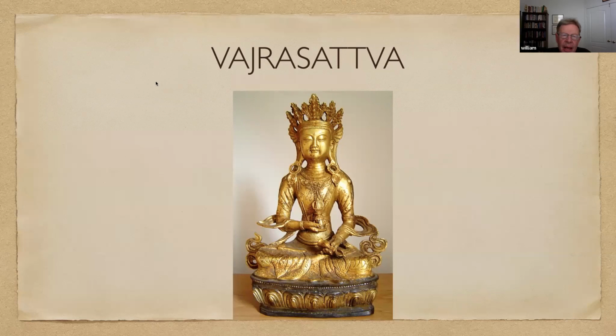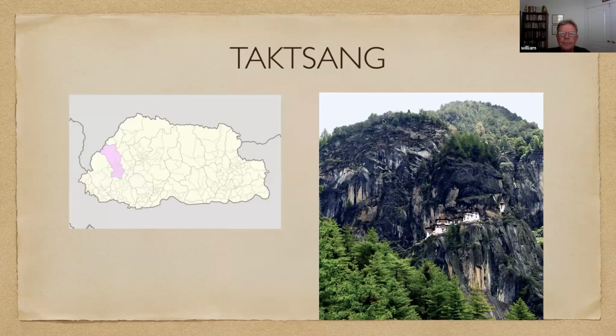I think that's the underlying message of Vajrayana Buddhism. And then there's this famous monastery. See where it's located? It's called the Tiger's Lair, or the Tiger's Nest. And it's the little map over here, the pink, it shows you where it is. It's called the Tatsang Monastery. It's on a cliffside in the Paro Valley.